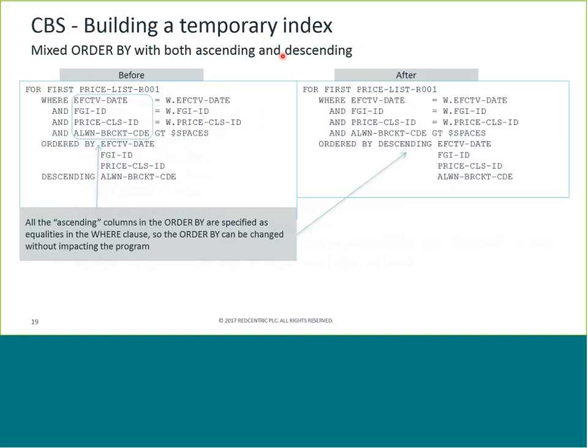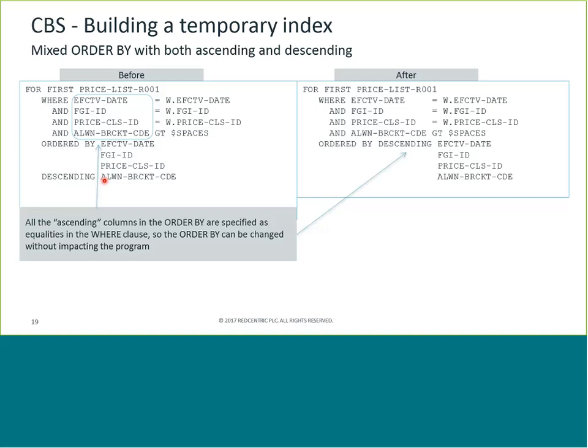The mixed order by with both ascending and descending. Here we have a where clause, which is selecting on these 4 columns. 3 of them are specified as equalities, and the last one is specified as greater than. The programmer has coded the order by, and he's matched the key here: effective date, FGI, price class and all in bracket code.